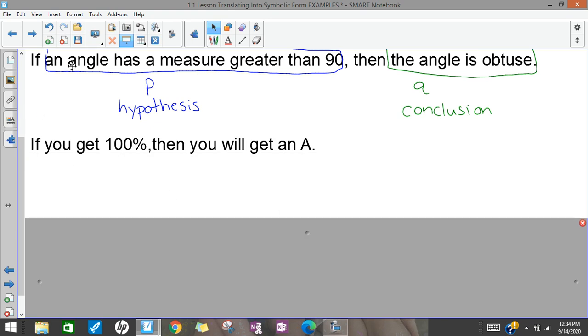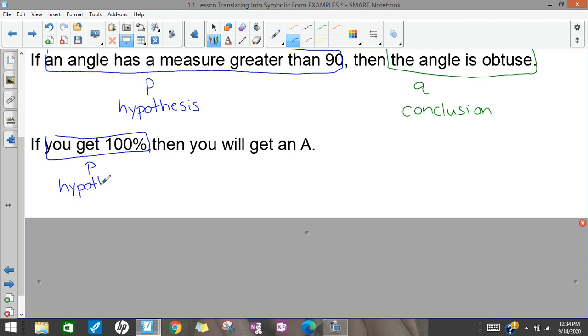I'll do one more with you. The words between if and then, you get 100%. That is my hypothesis. The words after the word then, you will get nay. That is my conclusion.